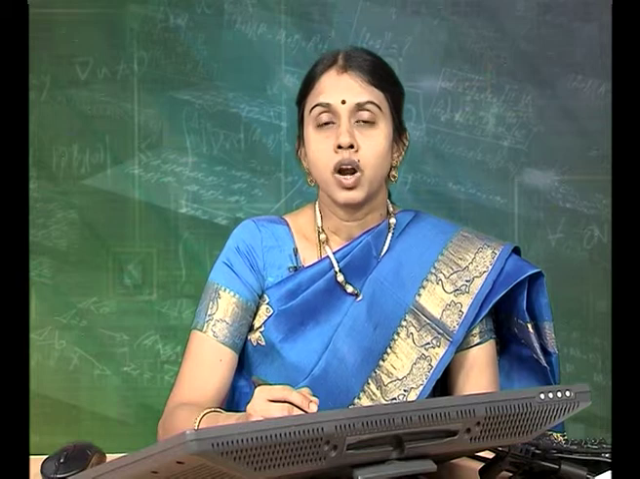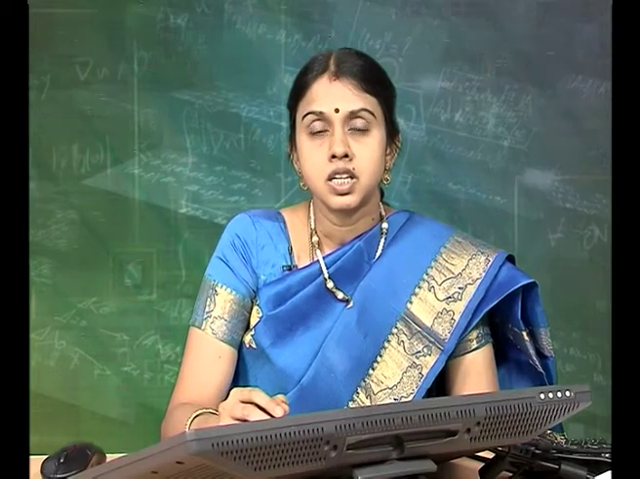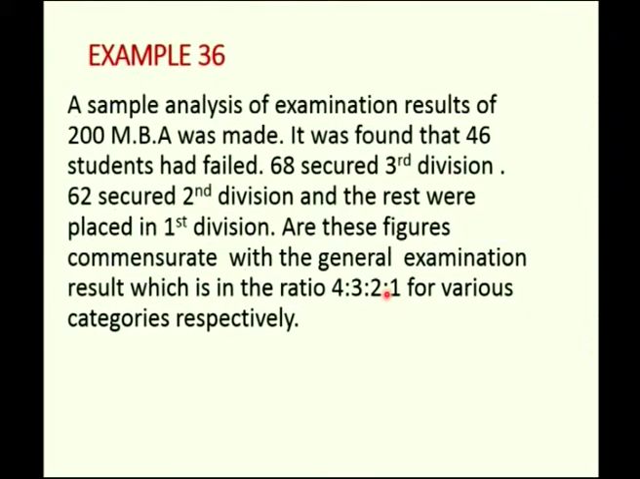So far we have seen 1:1:1 type of distribution. This is a kind of ratio distribution, where instead of 1:1:1, that is instead of equal distribution, the 4 categories, failed, third division, second division and first division, have been categorized in general as 4:3:2:1. Out of 200 students, these are the ratio distribution given. Now, the question is whether the figures given are commensurate with this kind of ratio distribution. So, we have to set up H naught as: a ratio distribution of 4:3:2:1 is a good fit.